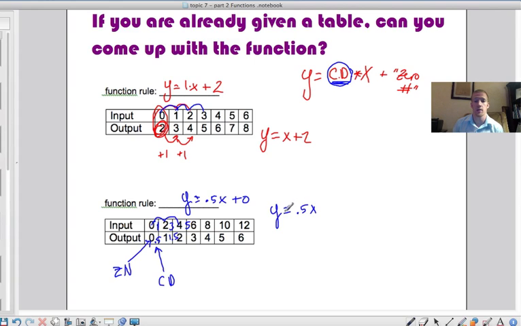If you're unsure, test a few random inputs. Let's test this one. If I plug in an 8, 0.5 times 8 gives me a 4, so that works. And if I test any of the other ones, it'll work too. All right.